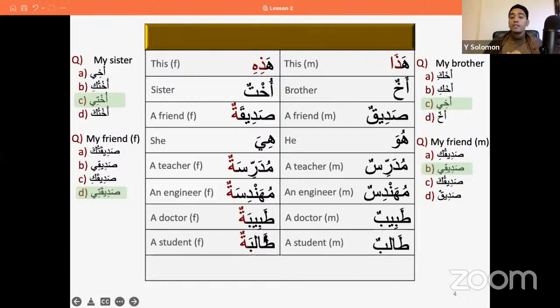The final phrase we're learning here is مع السلامة. مع السلامة means goodbye. Literally it means go with safety, but we can translate it as goodbye. Okay, excellent.